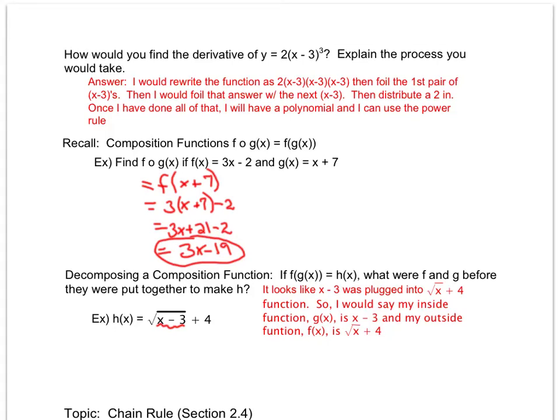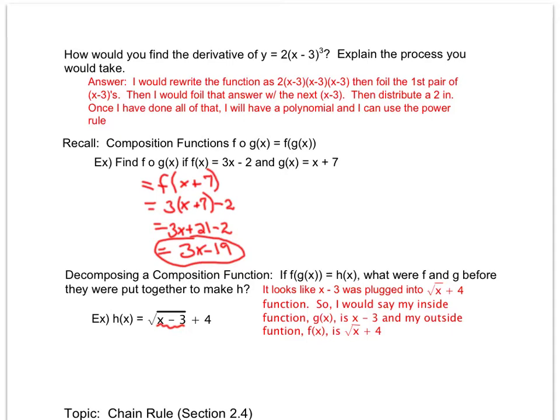Here are the answers to the worksheet that you just completed. If you want to take a minute to pause the video and read through what I wrote, I talked about first expanding the first one. After I expanded it, I could then use the power rule once I got it as a polynomial. And then I went through showing how to do a composite function. So I do have all my steps down.